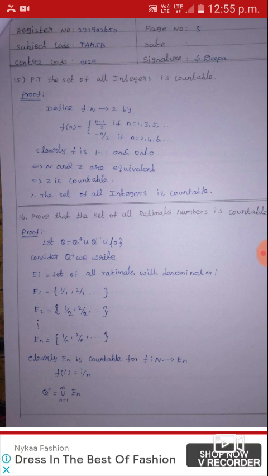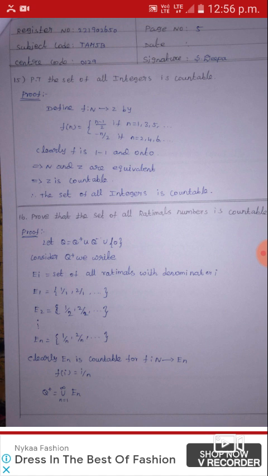What is a rational number? That is Q. Q is subdivided into positive rational numbers union negative rational numbers union 0. Consider Q plus. We write E_i as the set of all rational numbers with denominator i. E1 equals 1/1, 2/1 and so on. E2 equals the rational numbers 1/2 and so on, that is, the rational numbers with denominator 2. Like that, E_n means the rational numbers with denominator n.